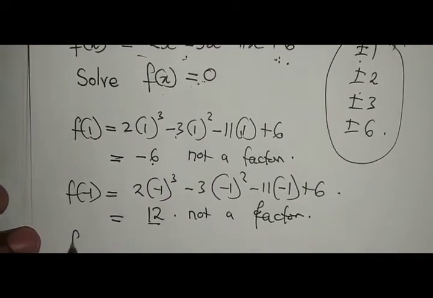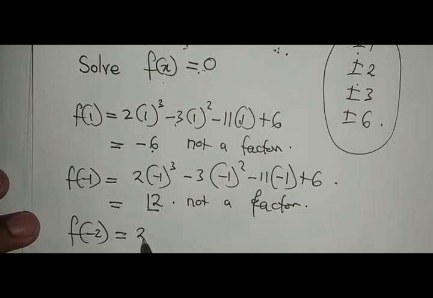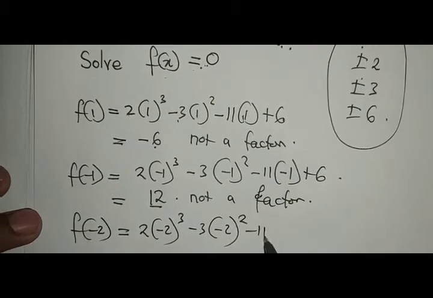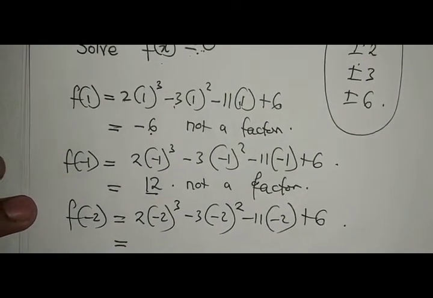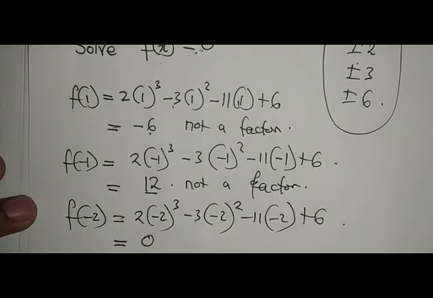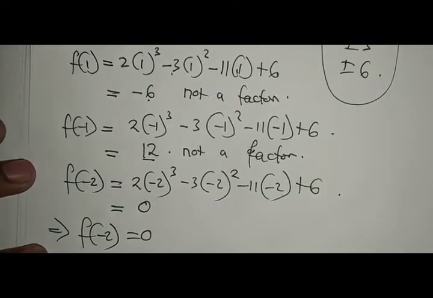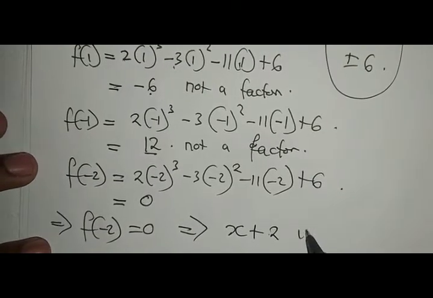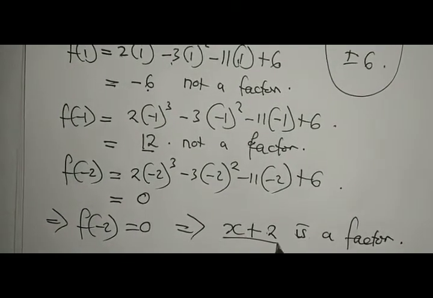Then let's try f(−2). f(−2) equals 2 into (−2) cubed minus 3 into (−2) squared minus 11 into (−2) plus 6, which from our calculator, we get a 0 after simplifying. So f(−2) = 0. What does that mean? It implies that x + 2 is a factor. So we now have our first linear factor.